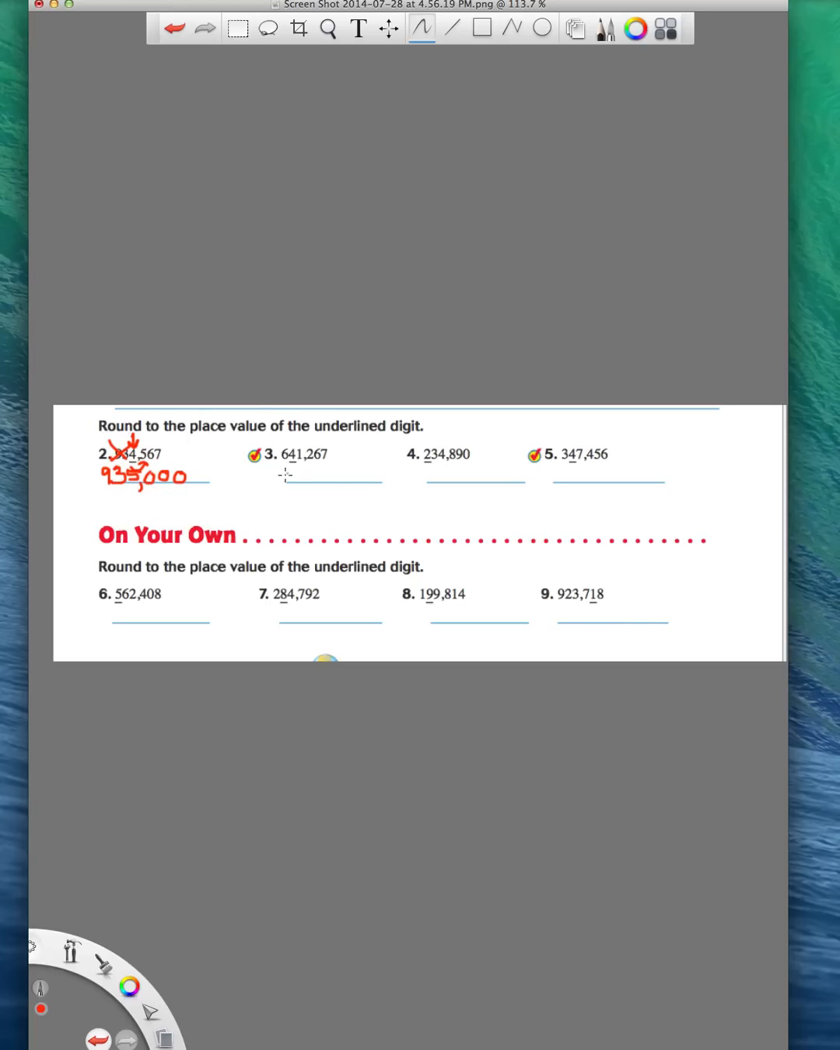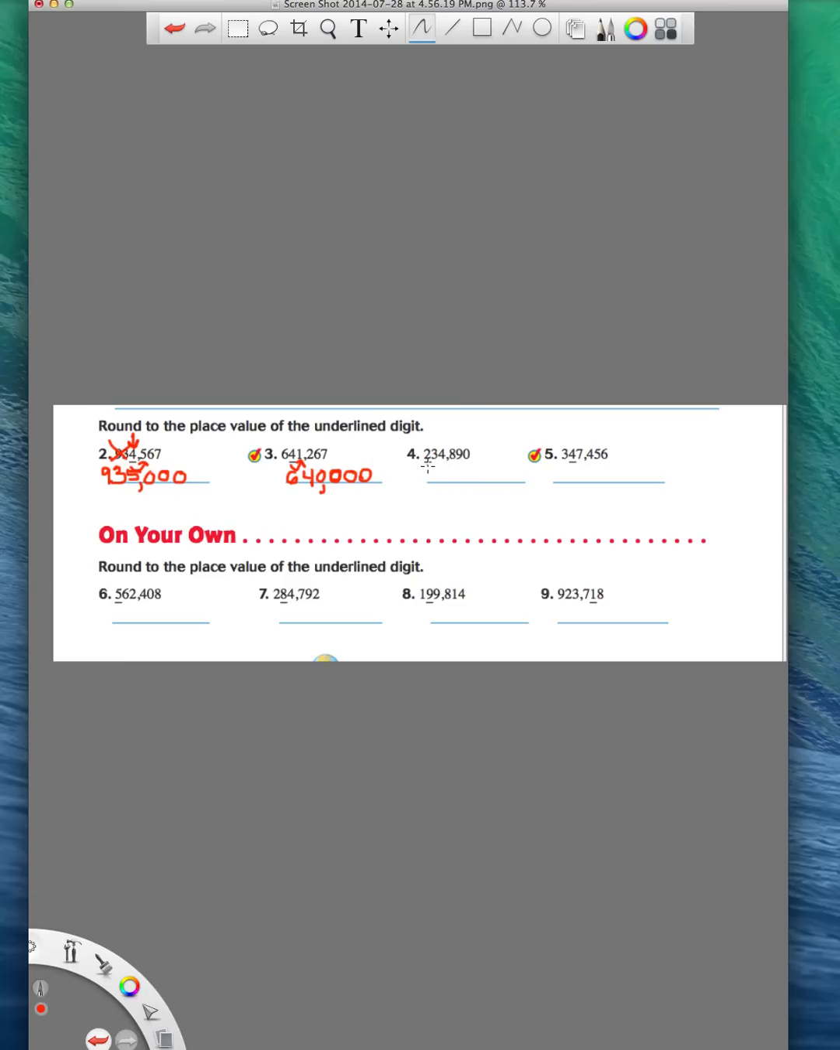All right, let's try this one. We have 641,267. I'm going to look next door. I see I have a 1 next door. That's less than my 5. So when I have a number that's less than my 5, my underlined number stays the same. So my 4 is going to stay the same. Everything after it becomes a 0. I have 1, 2, 3, 4 things after it. So I'm going to have 4 zeros. And then I go back and remember to put my 6 back in front. So I have 640,000.